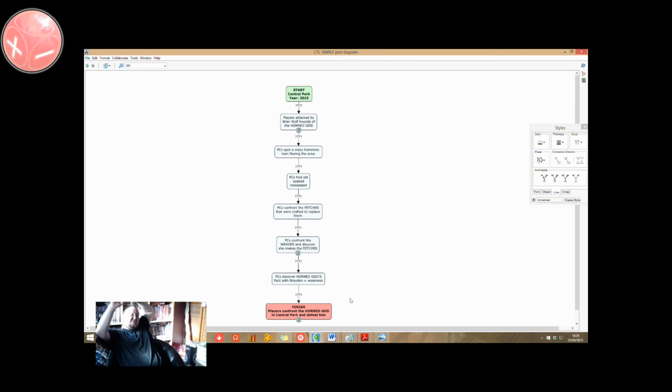They discover about the Horned God's pact with Braden, which is his weakness, and they then confront the Horned God and defeat him. Now this is a lot simpler than if I was going to run a campaign game, but as I say, this is a one-off, so I want it to be a little bit more straightforward. So I'm just going to tidy this up a little bit.